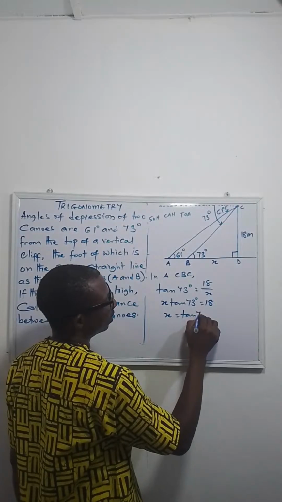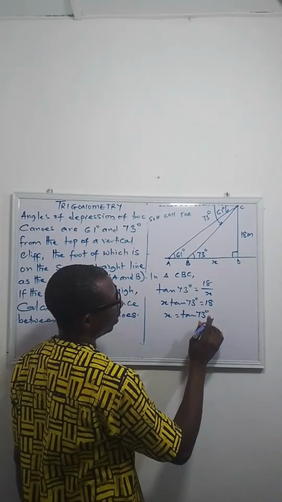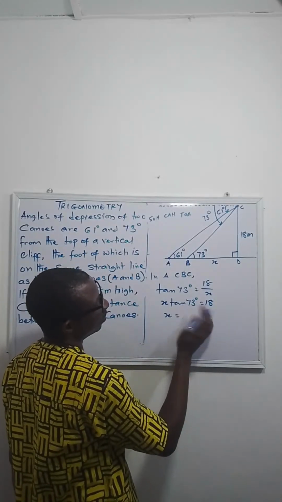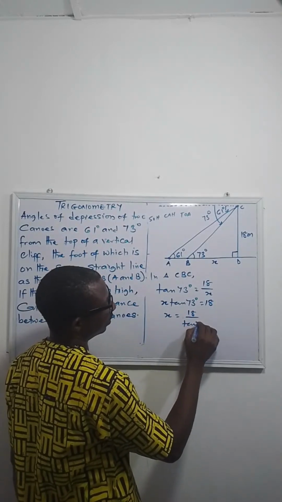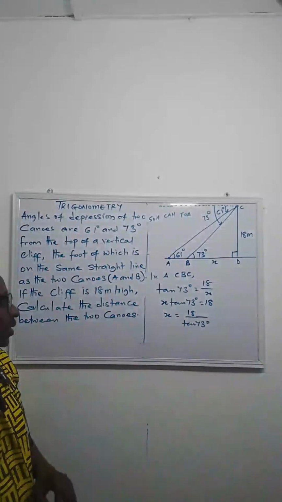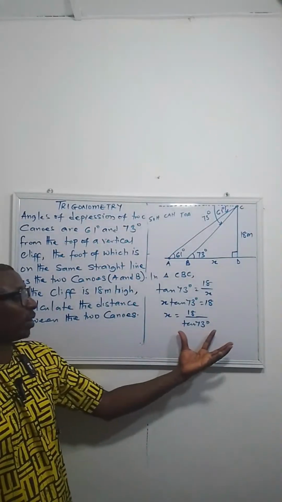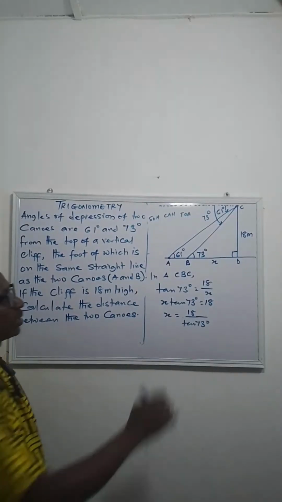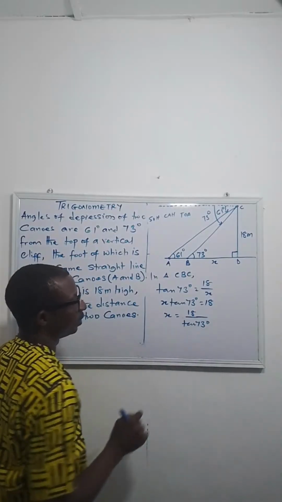So x is 18 over tan 73 degrees. You just divide both sides by tan 73 degrees. I hope you understand that. So this is the value of x. The distance here is 18 over tan 73 degrees.